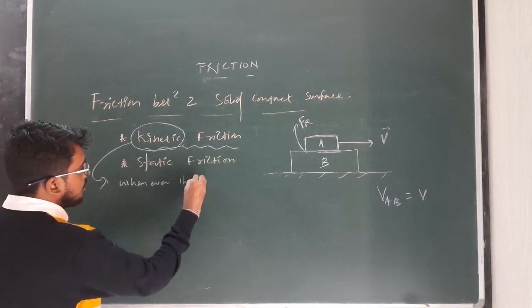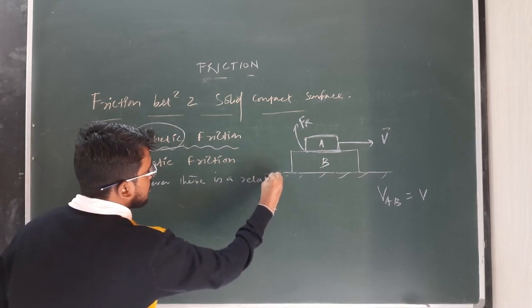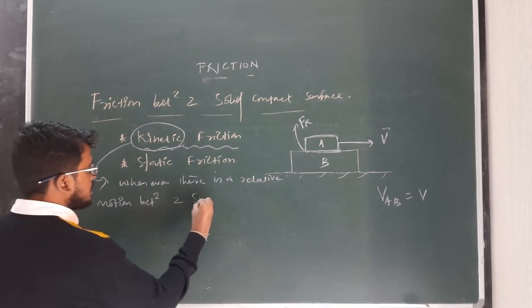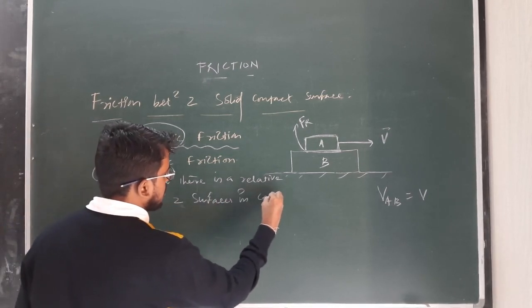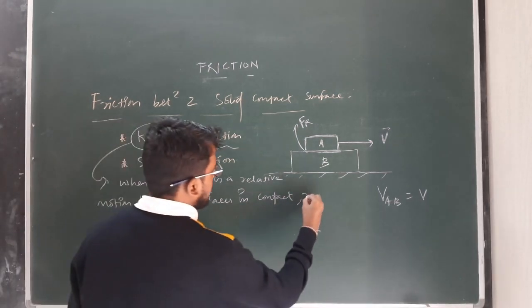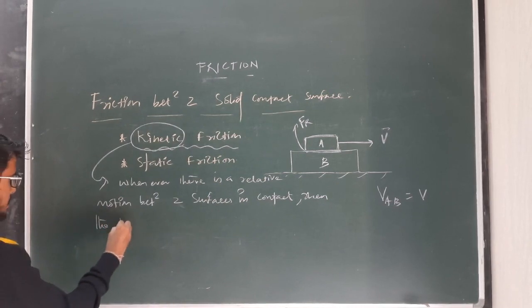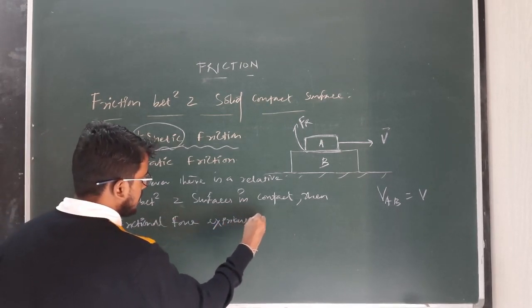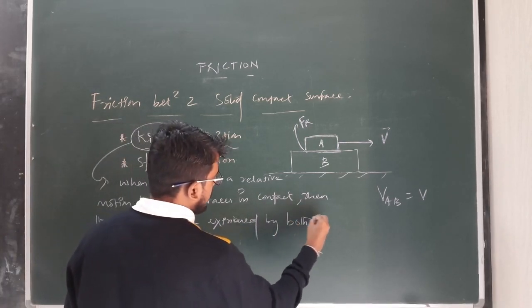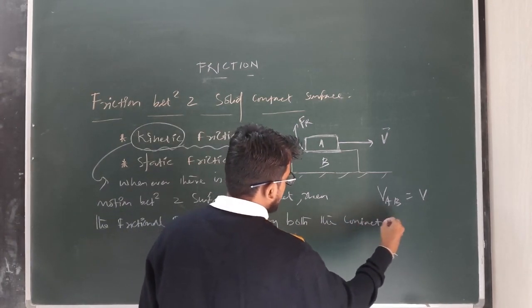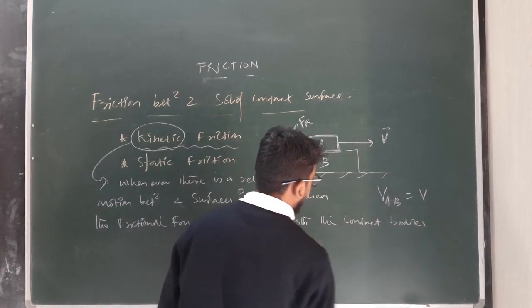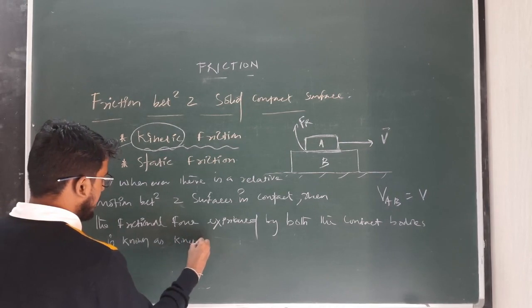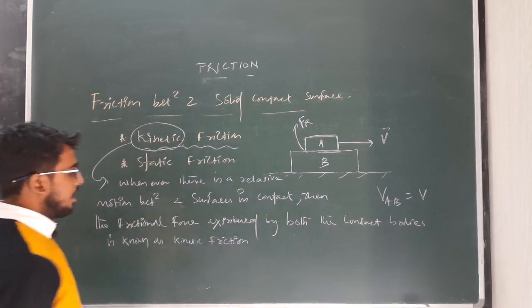Whenever there is a relative motion between two surfaces in contact, then the frictional force experienced by both the contact surfaces or contact bodies is known as kinetic friction. Okay, and what is the action of friction?